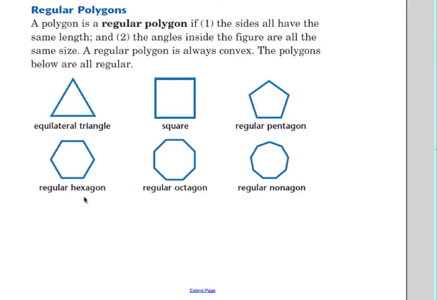Now we can have hexagons that are not regular, but this is what a regular hexagon looks like. And you might recognize this hexagon because it's also one of our pattern block shapes, and we do a lot of work with this kind of a hexagon. Remember, regular polygons mean congruent sides, congruent angles.